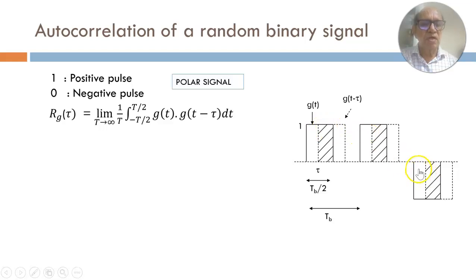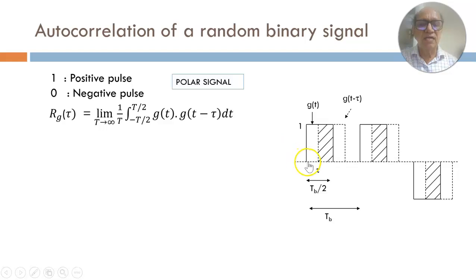Remember, in polar, the negative pulse represents the logical 0. Okay. And then we are also showing the shifted part of the signal. This is g(t) and this is delayed by tau seconds. So the dotted one shows g(t minus tau). So when you're taking the product of the two, clearly if any of the signal values is 0, the product is going to be 0.